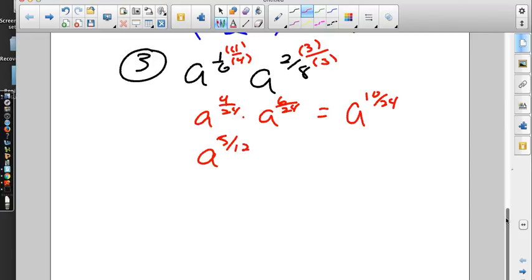Go back to the original problem. Did it have fraction powers? Yep. Well, then we're done. If it's radicals, we have to write it as radicals. If it's fraction powers to start with, then we leave our answer as fraction powers.